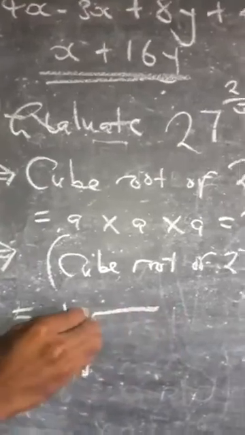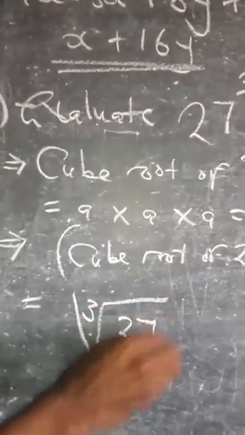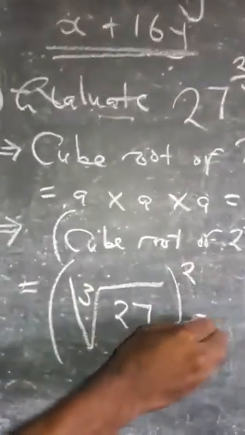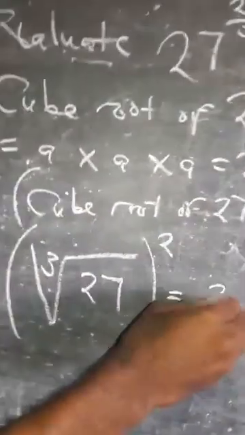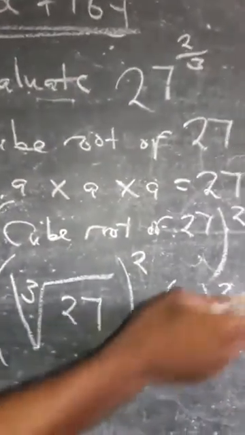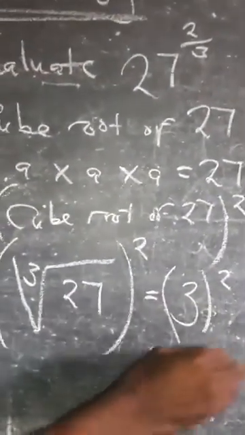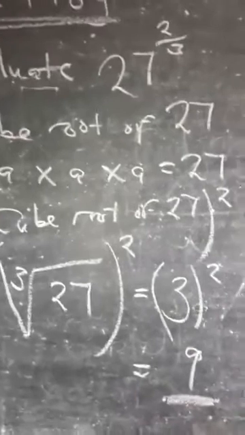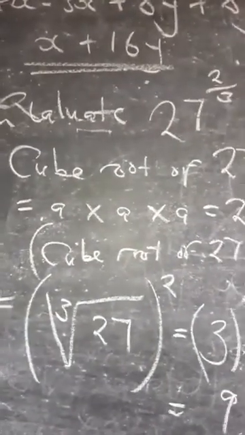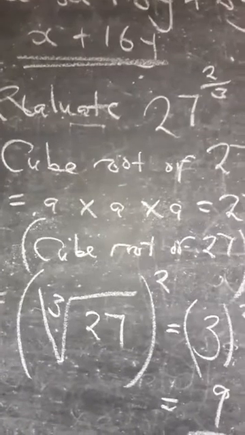So cube root of 27 squared, which is equal to 3 squared. 3 squared is just equal to 9. And that's your solution.